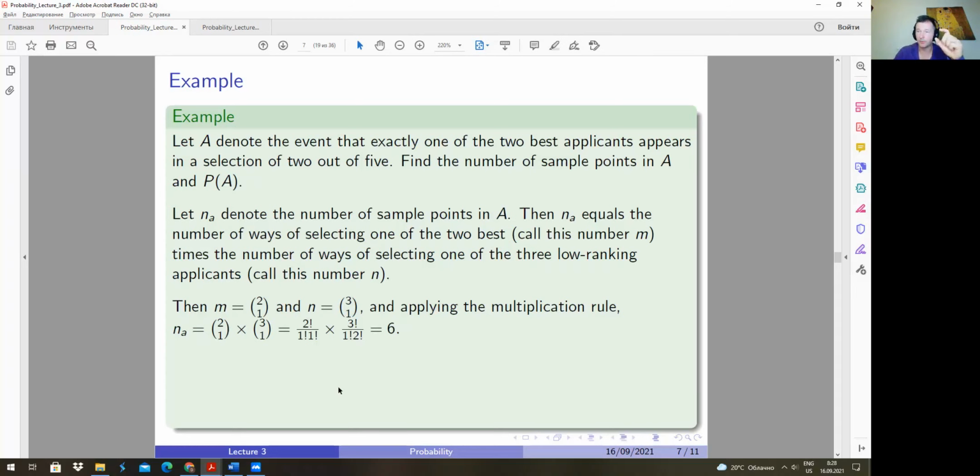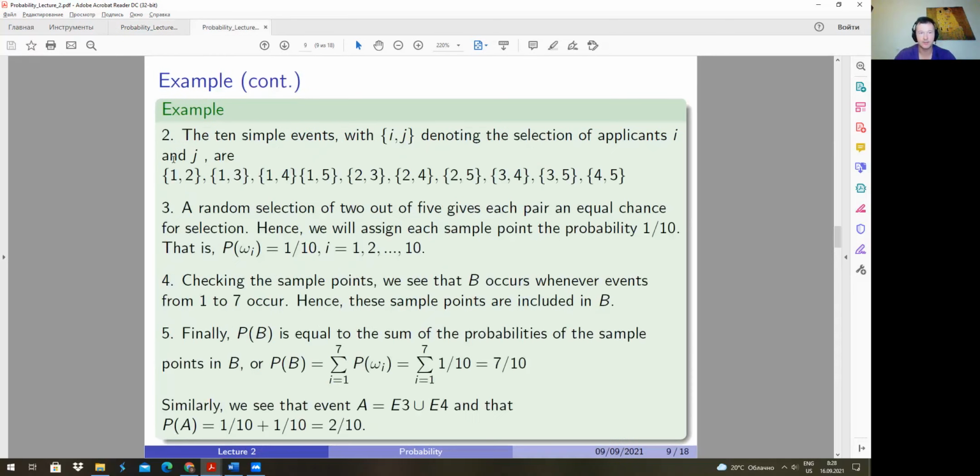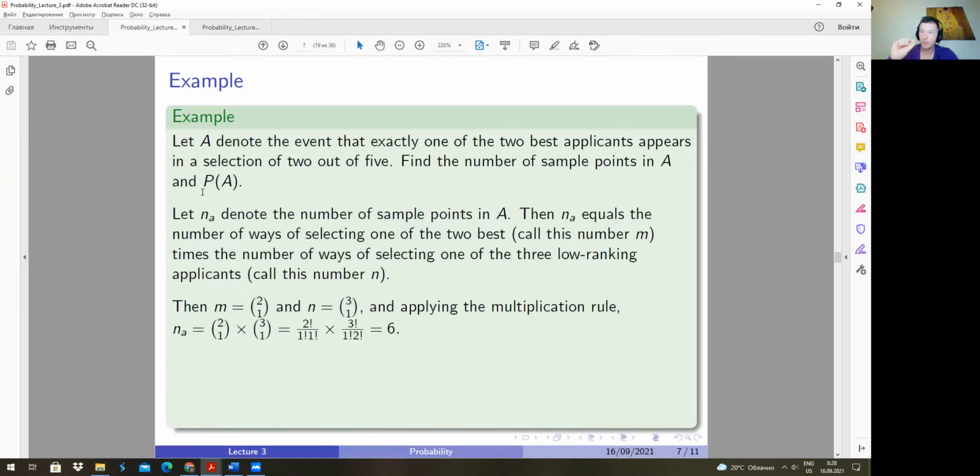So look, here we know that we want to have exactly one of two best applicants. It means that this element 1 and 2 should not be here, because in this element we have two best applicants together and we want to exclude this element out of our selection. So that's why we introduce this additional information.